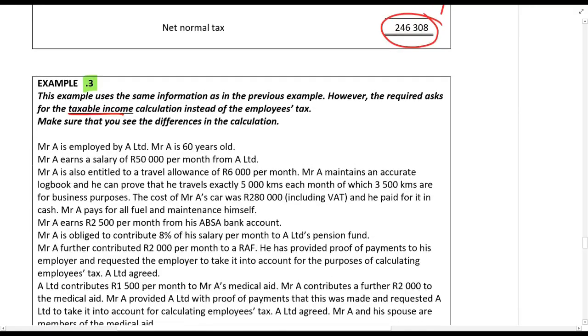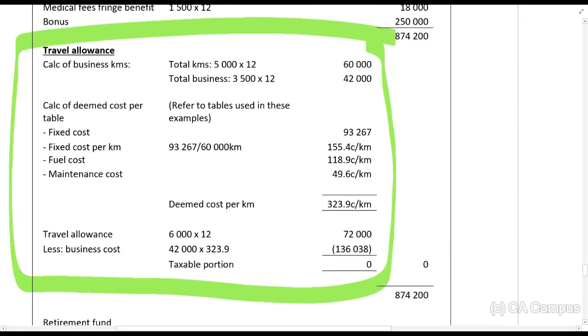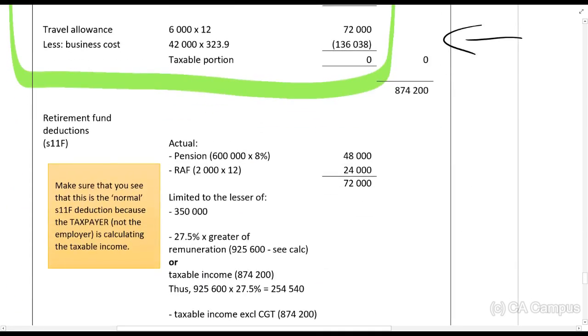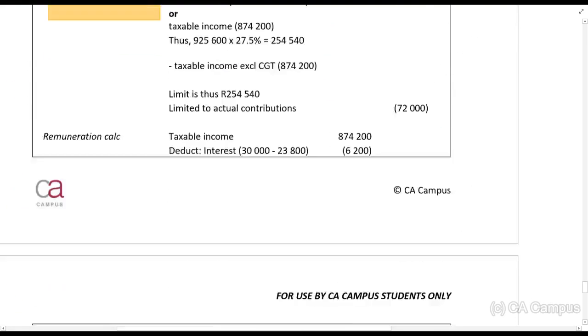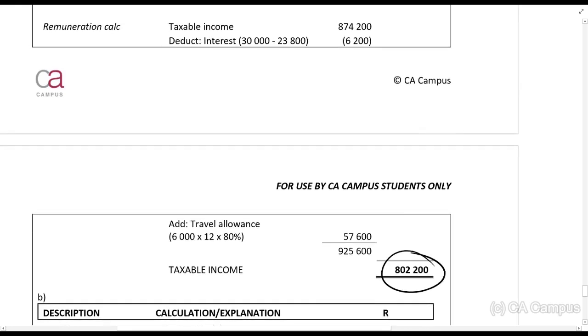So what I want you to see is, example 3 here, this is everything you've been doing so far before studying prepaid taxes. This is what you've been studying so far this year. So this, you will definitely see in the exam, this is a question. I've just included it here because I want you to be able to compare and make sure you see the difference between employees' tax and taxable income and balance of remuneration.